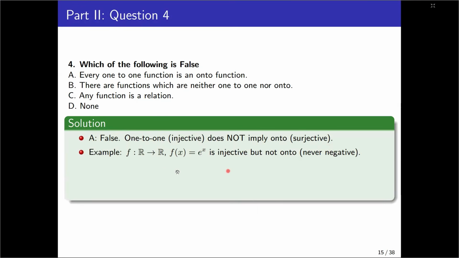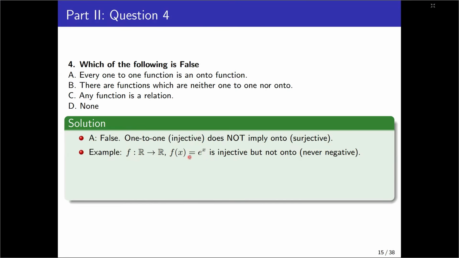As an example, if a function f is defined from R to R, f of x equal to e to the power of x is injective, that is simply one-to-one. For each and every x, we have a specific, or simply unique, image for each and every real number. This is an injective, or simply one-to-one, function, but it's not onto.